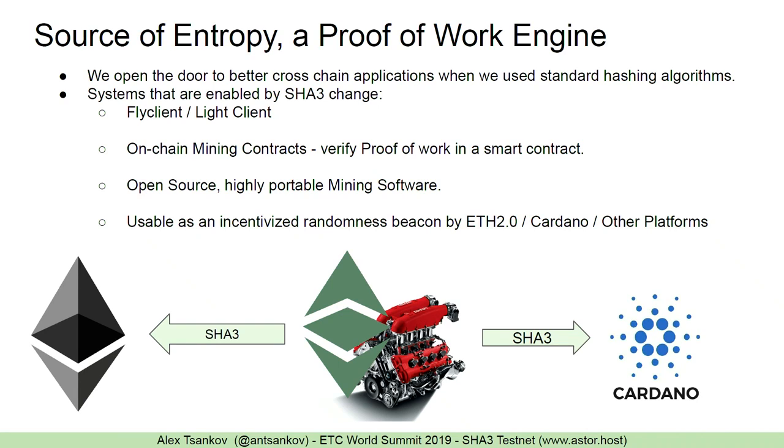But I see benefits with Fly Client / Light Client. I see us having the potential to do on-chain mining contracts. So rather than having to do trusted relationships where if you mine this much, then I have to trust that you'll send me this many coins, for example, we can program that into a smart contract because our smart contracts understand SHA3. They don't understand how Ethash works.